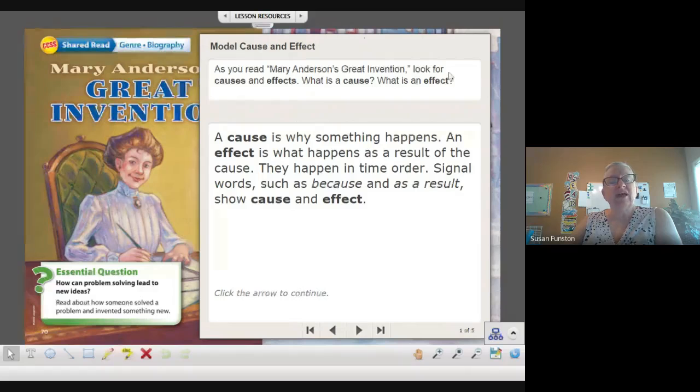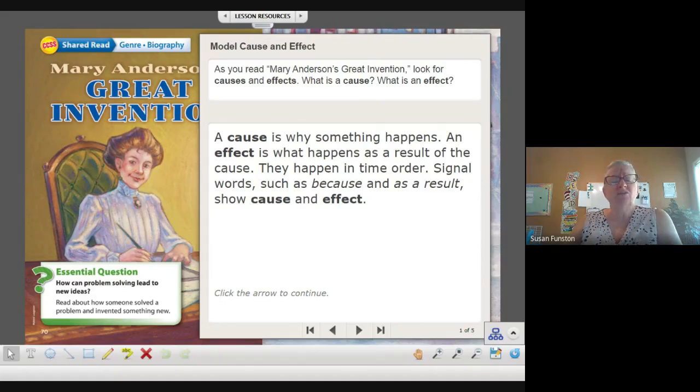Now we're going to look at cause and effect. So you had to do a little worksheet on cause and effect yesterday, and we're going to do some more about cause and effect today. So the cause is what makes something happen. The effect is the result of that, or what actually happens.